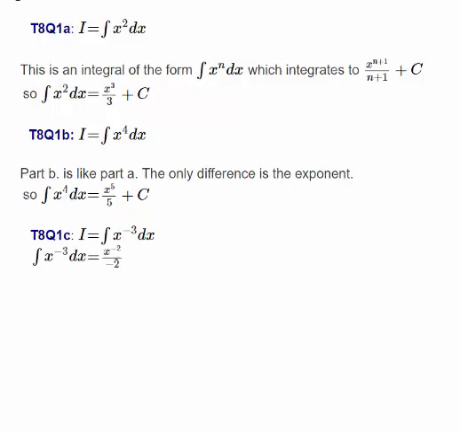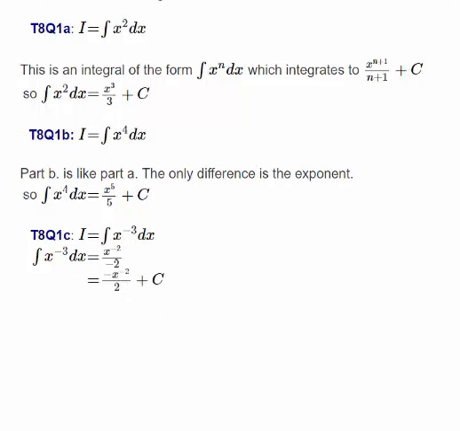So the integral of that is going to be x to the minus 2 over 2, and it's normal to put the negative sign on the numerator, not the denominator, so that would give us the answer minus x to the minus 2 over 2 plus a constant.